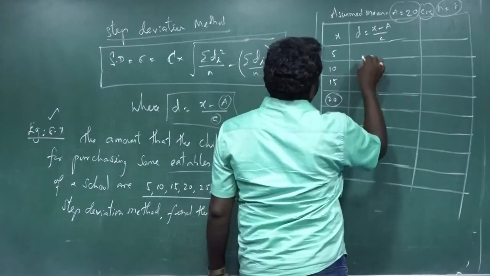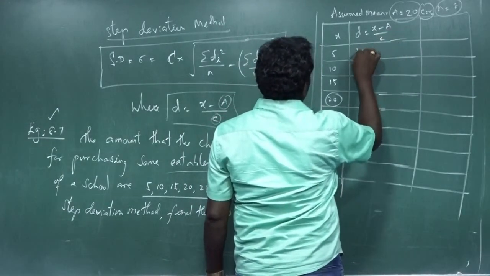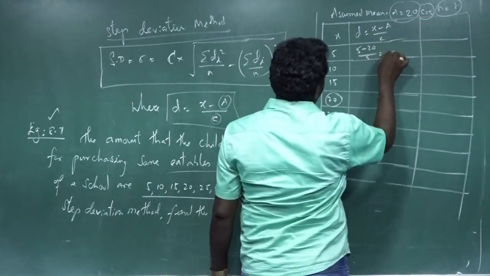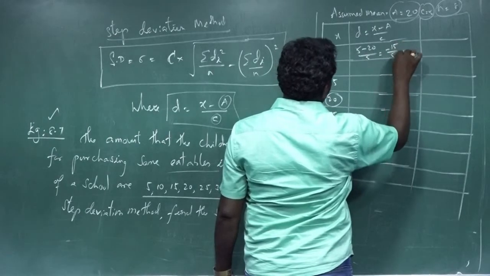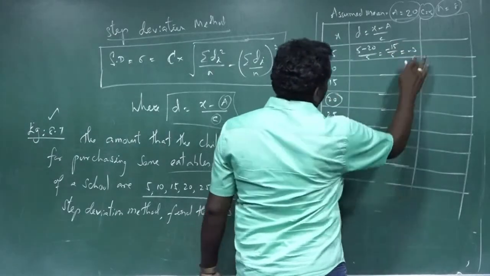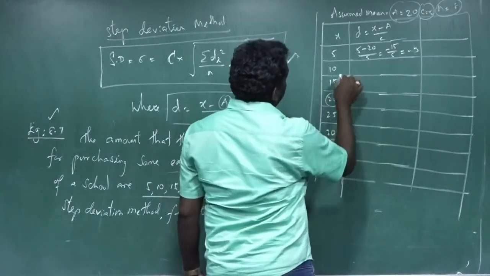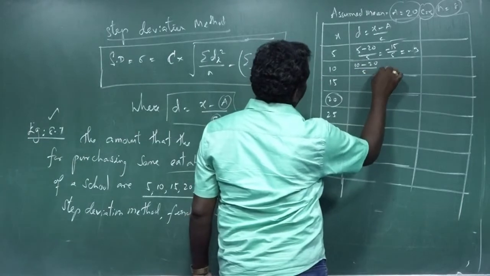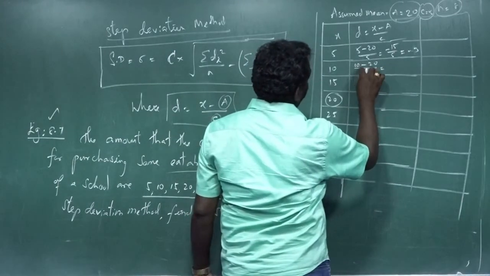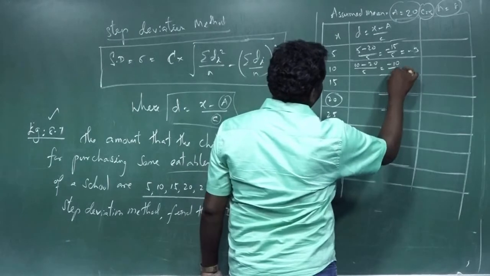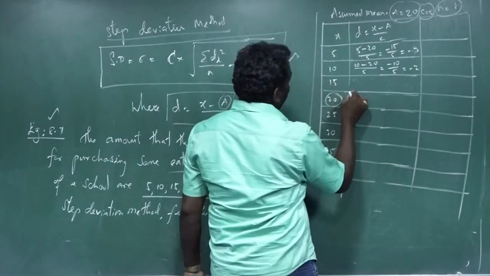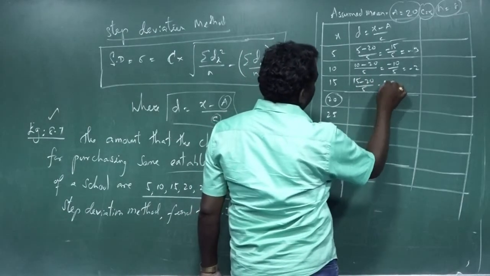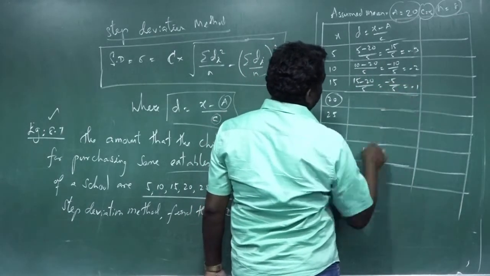So calculating d, x minus a by c: x value equal to 5 minus a value 20, c value 5, that is equal to minus 15 by 5, that is equal to minus 3. Then x value equal to 10 and a value 20, c value 5: 10 minus 20 by 5, that is equal to minus 2. Here x value equal to 15 minus 20 by 5, that is minus 5 by 5, that is equal to minus 1.